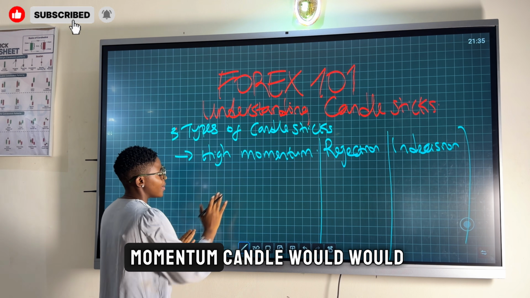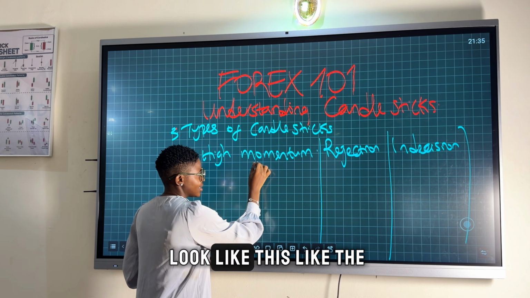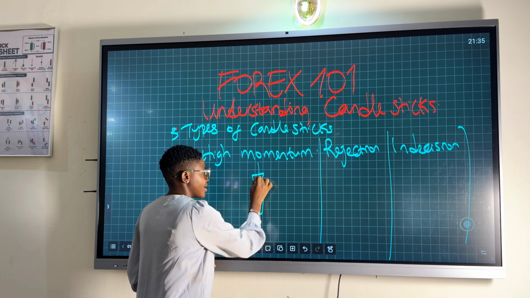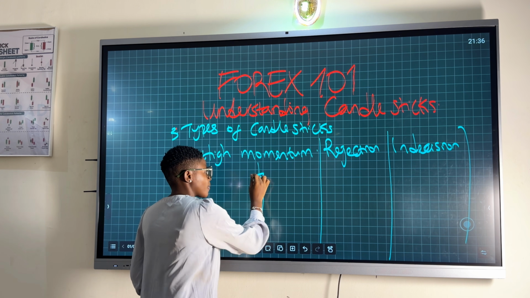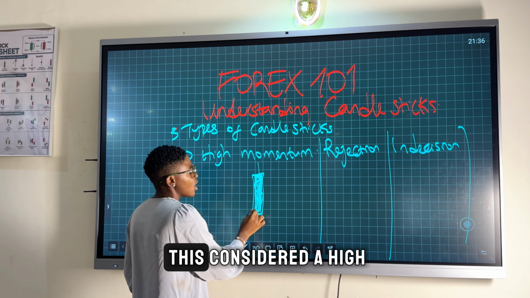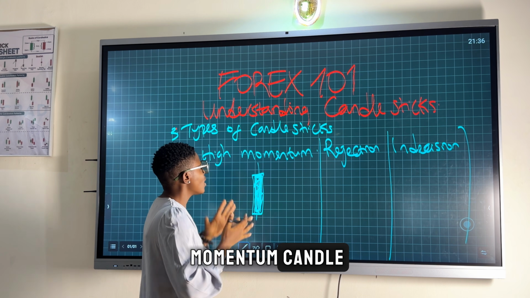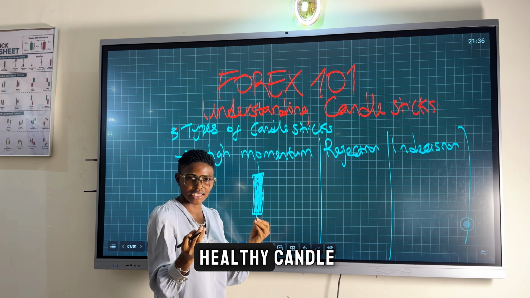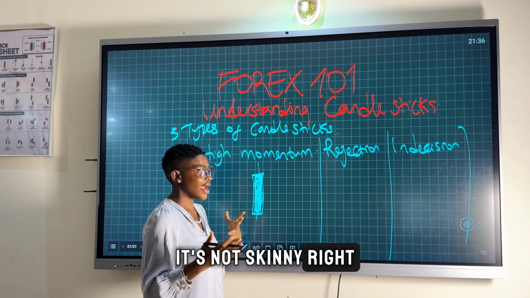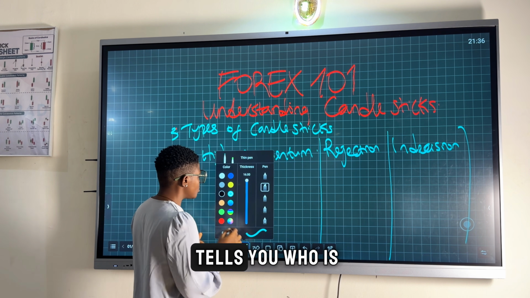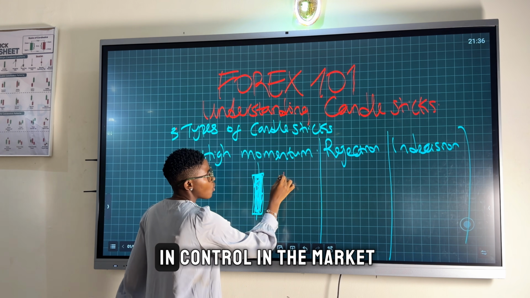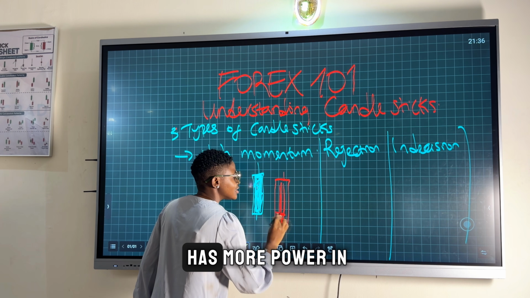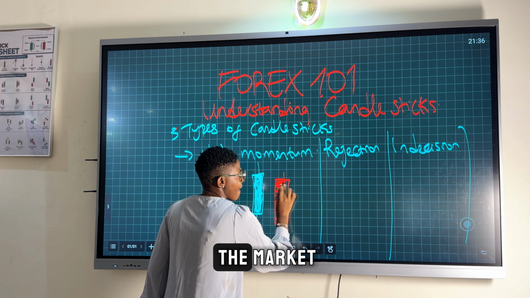Now, a typical high momentum candle would look like this, like the first candle that we drew. Why is this considered a high momentum candle? Because the body of the candle is large. Because it is a healthy candle. It's not skinny. A high momentum candle tells you who is in control in the market. It tells you who has more power in the market.